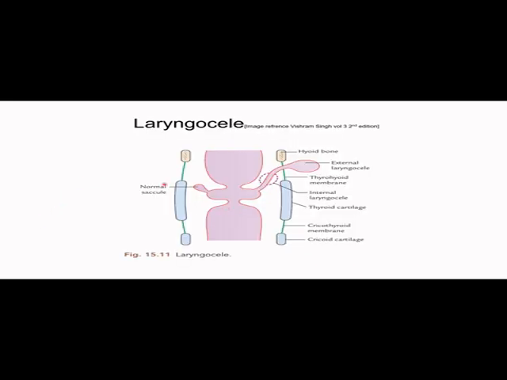So in this picture you can see, this part is the sinus of larynx, and this is the saccule. Now normally this saccule is present. This is the distension which is extending posterior superiorly. This is normally present on both the sides.